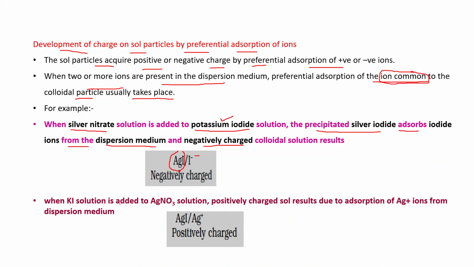But if KI solution is added to AgNO3 solution, now we reverse it: AgNO3 is now the dispersion medium, and we are adding the KI solution. A positively charged sol results due to adsorption of Ag+ ion from the dispersion medium. Again this is silver iodide, but the dispersion medium is AgNO3, and Ag is common between AgI and AgNO3. That's why this Ag+ is adsorbed and it becomes positively charged.